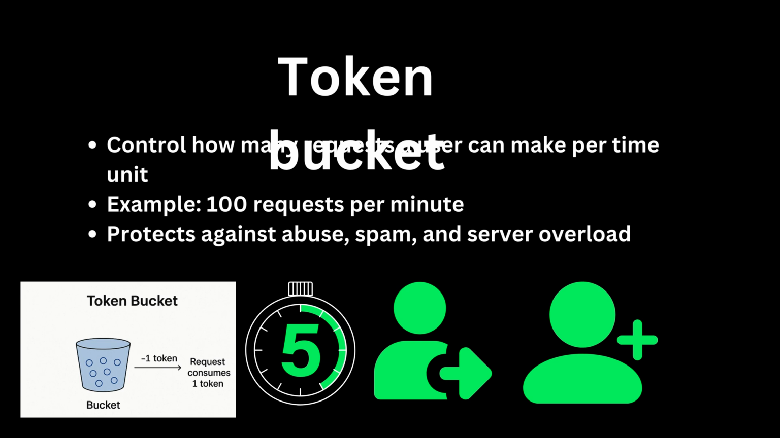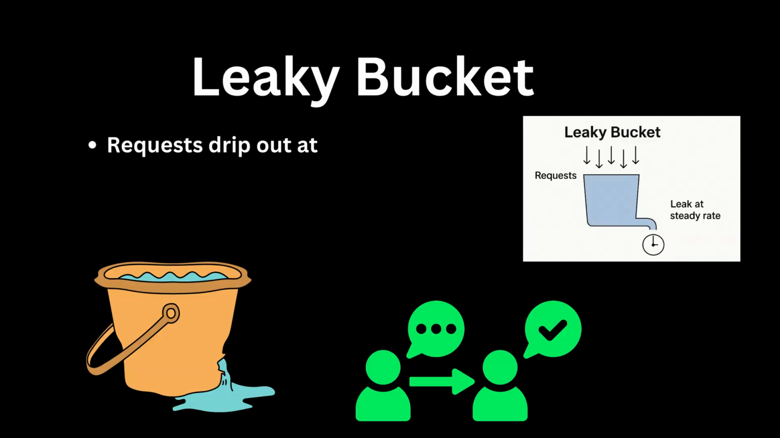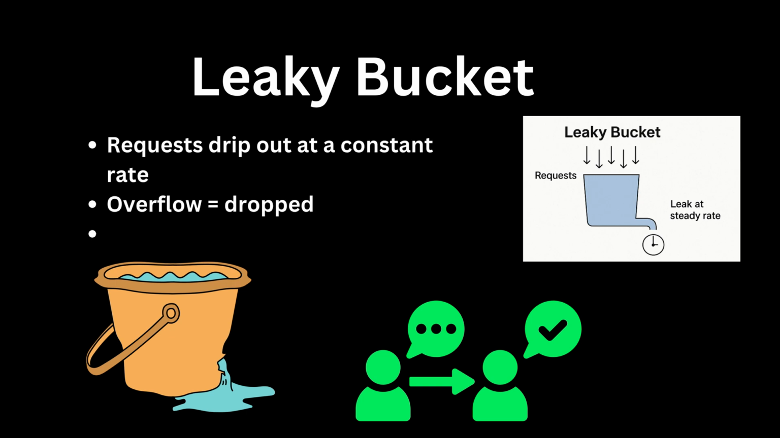It's awesome because it allows bursts of traffic if tokens were saved up, but overall, it still limits how fast requests can flow in. Think of it like your data plan. You get 1 gigabyte per day, but if you didn't use yesterday's, you get to roll it over.